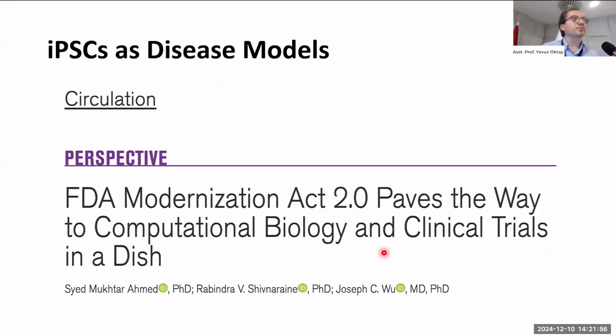Here, Esra Hocam, in her talks, always talks about the Modernization Act and how we use organoids, organoid on chips. Many of you, I know, are in the Erdal lab, so you must be very familiar with all these concepts. But for those of you who are not, the FDA Modernization Act 2.0 paved the way for computational biology and clinical trials in a dish.